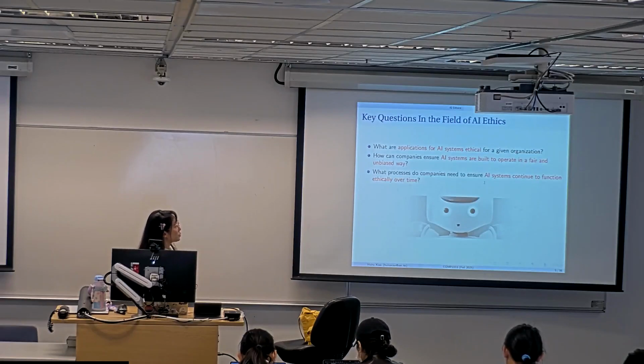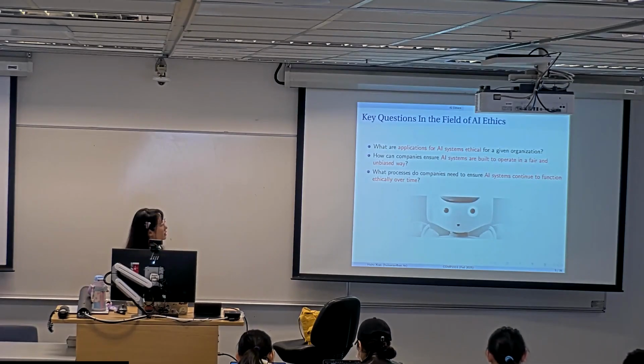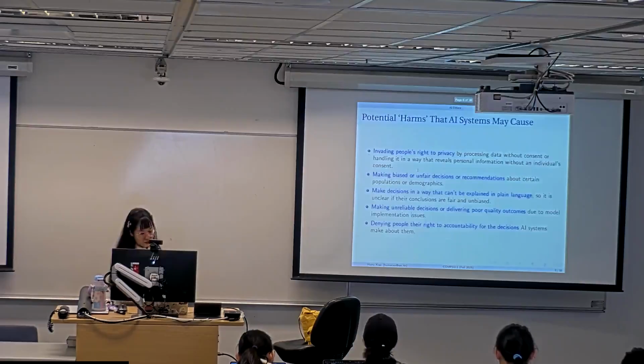The first key question: what applications of AI systems are ethical for a given organization? We have to first know what is ethical. And then, how can companies ensure the AI systems are built to operate in a fair and unbiased way? Later on, we will specifically address this concept, fairness and bias of AI models. The third key question: what processes do companies need to ensure the AI systems continue to function ethically over time? This is more about the robustness and safety of AI models.